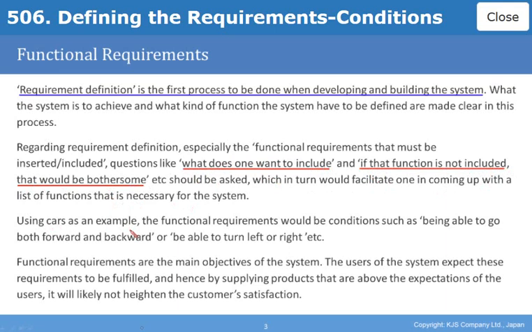Using cars as an example, the functional requirements would be conditions such as being able to go both forward and backward, or being able to turn left or right. Functional requirements are the main objectives of the system. The users of the system expect these requirements to be fulfilled, and hence supplying products that are above the expectations of the users will likely not heighten the customer's satisfaction.